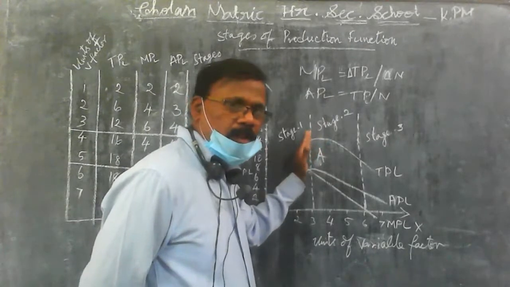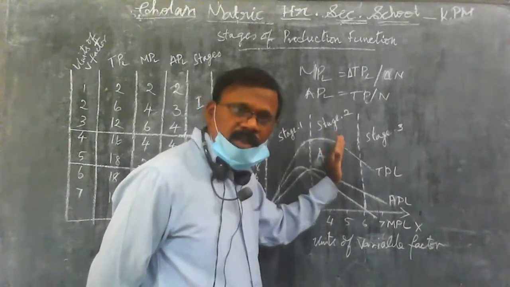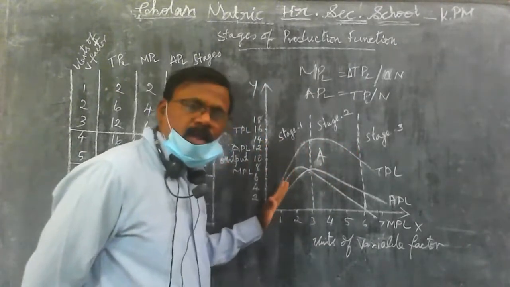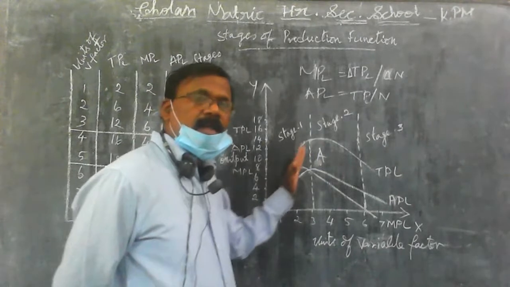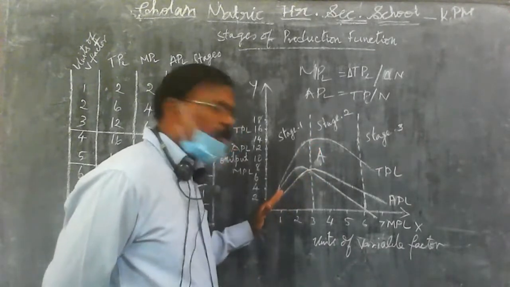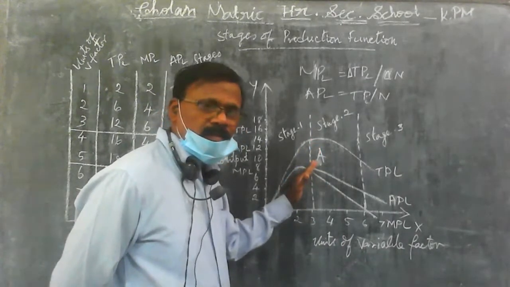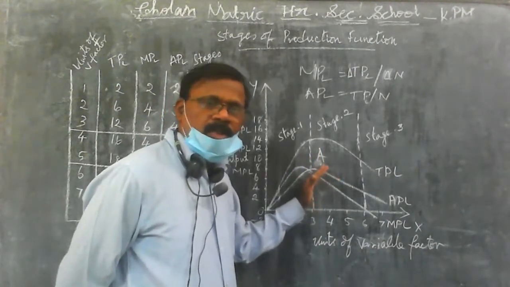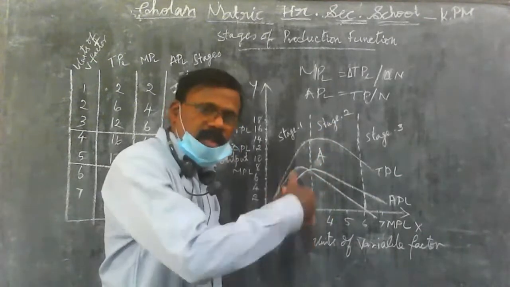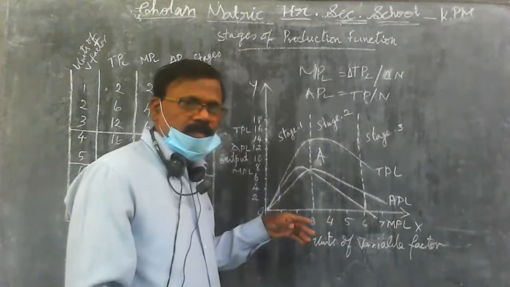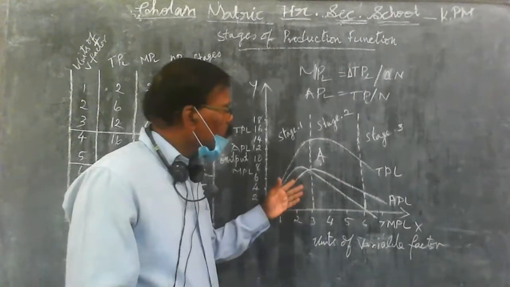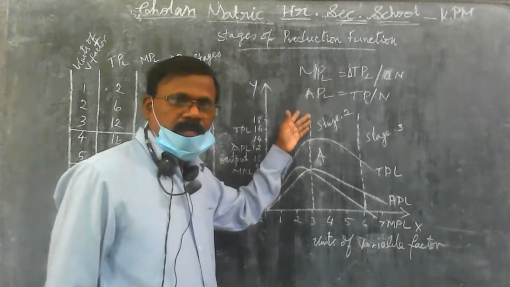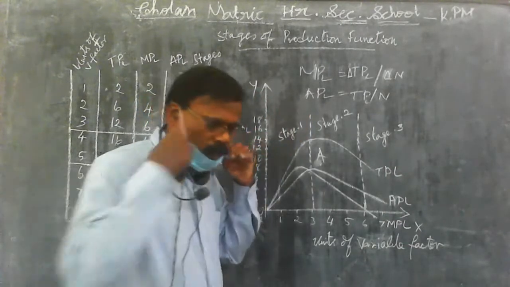Total product is at the maximum and increases at a decreasing rate, whereas in the first stage, total product increases at an increasing rate and marginal product increases. Only at the second stage does the marginal product start declining. So this is about the three stages of the production function. Understood?